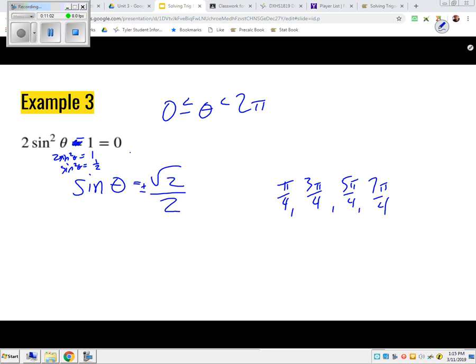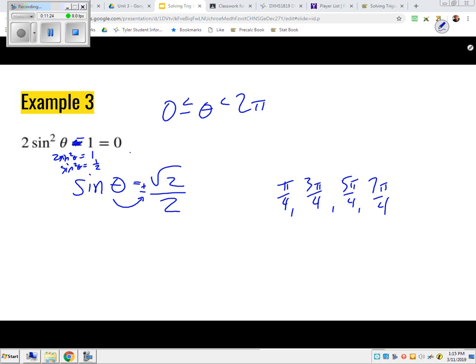You can still do pi over 4 plus 2 n pi, 3 pi over 4 plus 2 n pi, all the way through. Or you can do pi over 4 plus 1/2 n pi. Because that's where sine theta is equal to negative square root of 2 over 2.